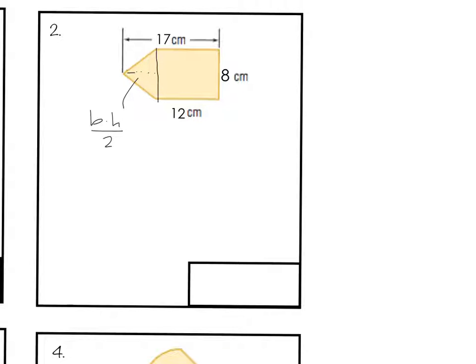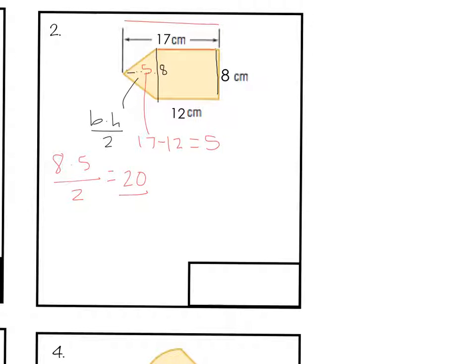I know that the base here is going to be 8, because it's the same on this side as it will be on the base of that triangle. But now to figure out this height, I need to see that this entire distance up here is 17. And if I know that this portion is 12, to get the height, I would take 17 minus 12, and that would give me 5 for the height. So I'll write in 5 right there. To find the area of that triangle, I'll take 8 times 5 and divide it by 2. 8 times 5 is 40, and 40 divided by 2 is 20. So the area of that triangle is 20.